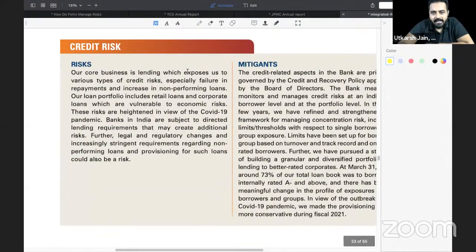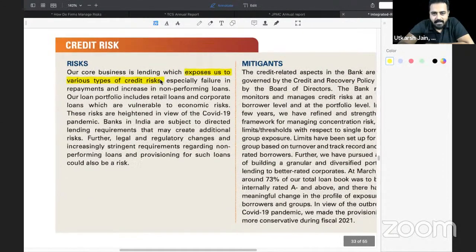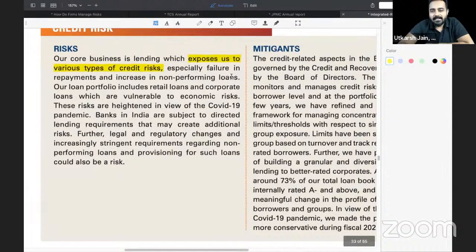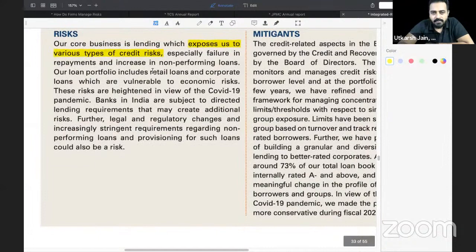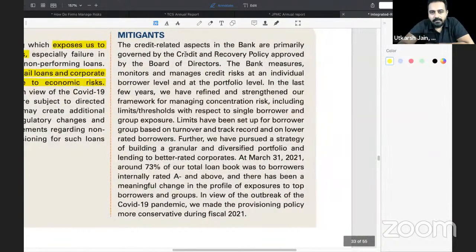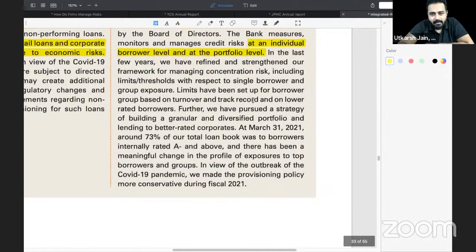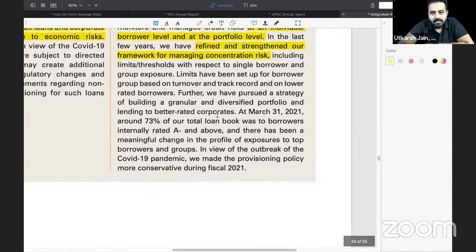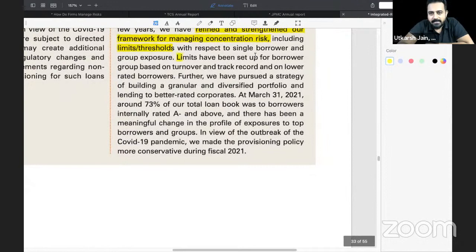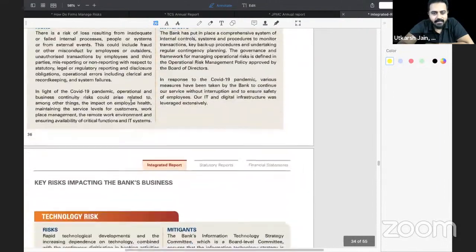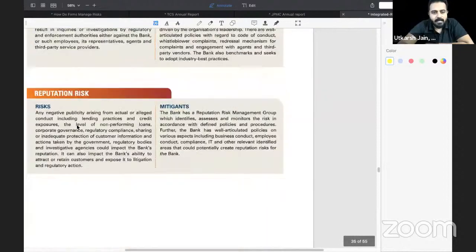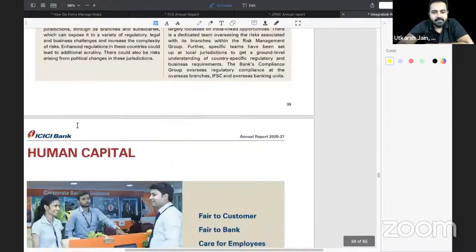Our core business is lending, which exposes us to various types of credit risk, especially failure in repayment and increase in non-performing loans. Our loan portfolio includes retail loans and corporate loans, which are vulnerable to economic crisis, and so on. Mitigants: there is a credit and recovery policy. And what else do we have? The bank measures and monitors credit risk at the individual borrower level and at the portfolio level. We have a refined standard framework for managing concentration risk, limits, thresholds. Limits have been set for borrower, group-based turnover, and so on. Okay. Then market risk, liquidity risk, operational risk, technology and cyber risk, compliance, reputation, employee risk, international risk, and so on.